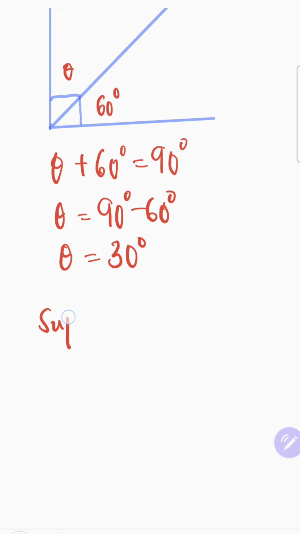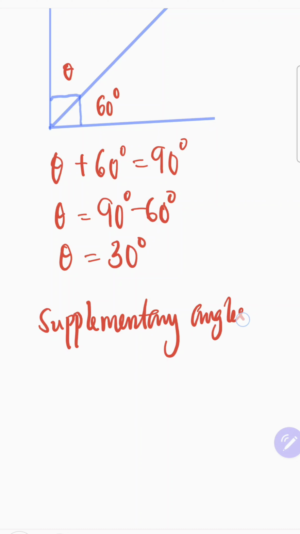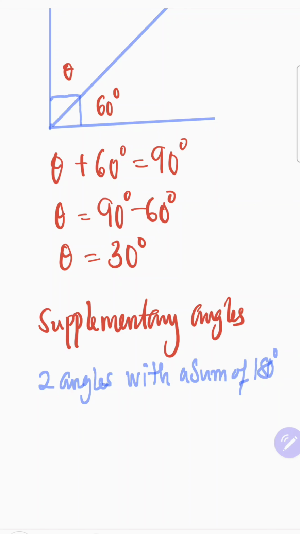So here we have the supplementary angles. Now, for the supplementary angle, here we say that two angles with a sum of 180 degrees. And this form a straight line.